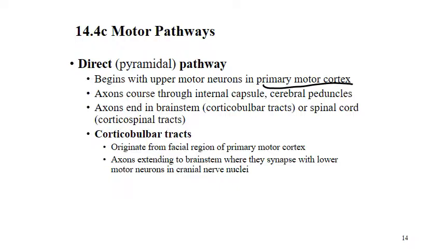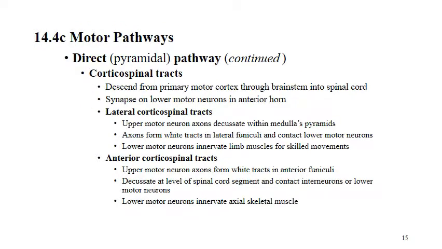The corticobulbar tracts originate from the facial region of the primary motor cortex, and the axons extend into the brainstem where they synapse with lower motor neurons in cranial nerve nuclei. Then those corticospinal tracts, right? We kind of had two different direct pathways there. They're going to descend from the primary motor cortex through the brainstem into the spinal cord, and they're going to synapse on the lower motor neurons in the anterior horn of the spinal cord.